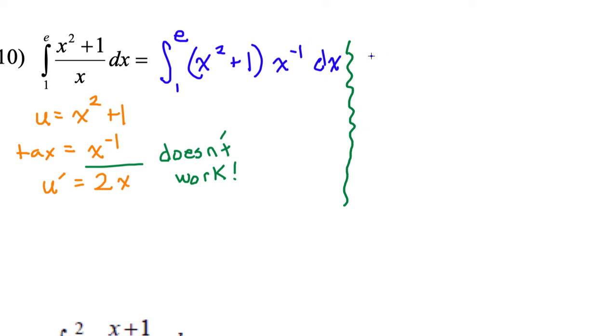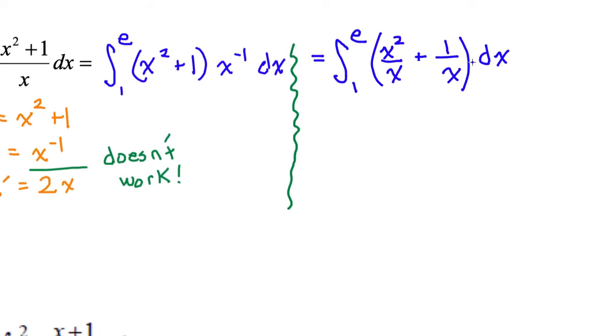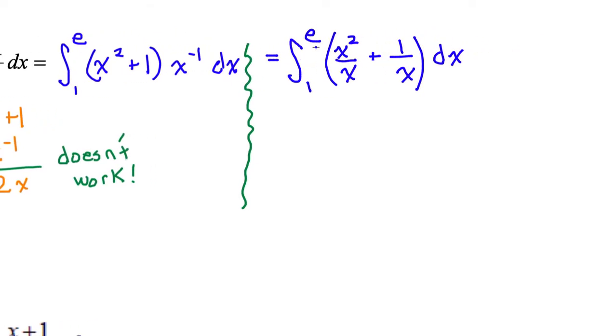So this new integral, I'll say, is equal to the integral from 1 to e, and I'm going to separate the fraction, so it's really x squared over x plus 1 over x, and then all of that stuff times dx. I'm allowed to split up the fractions like that, which means I can now distribute this integral into both of these two terms. And notice that the x squared and x are going to cancel each other out.